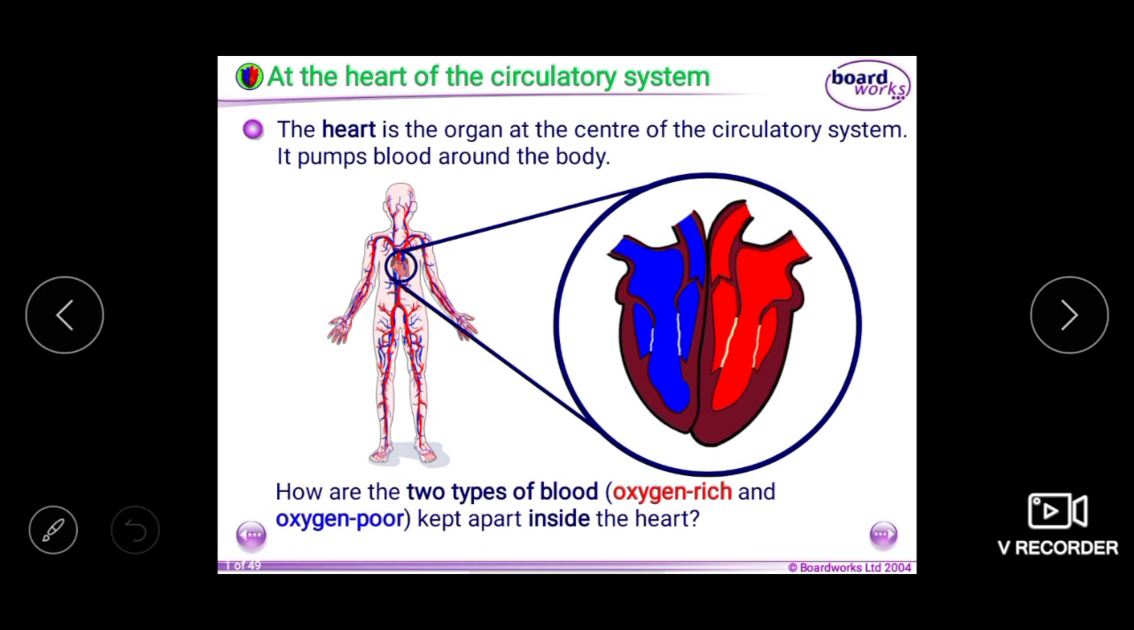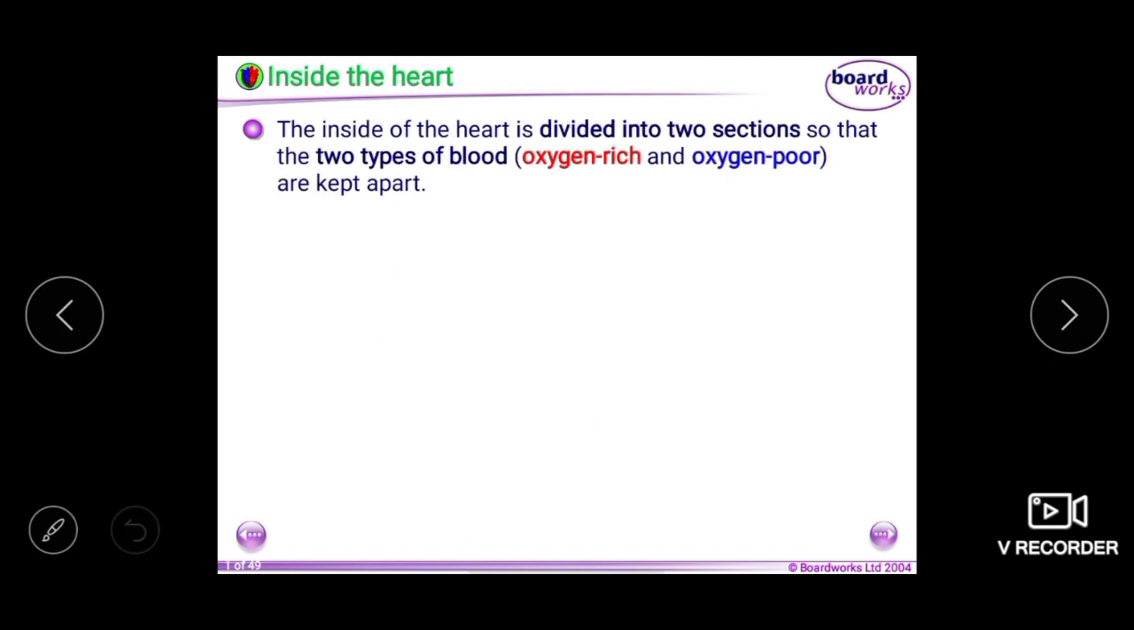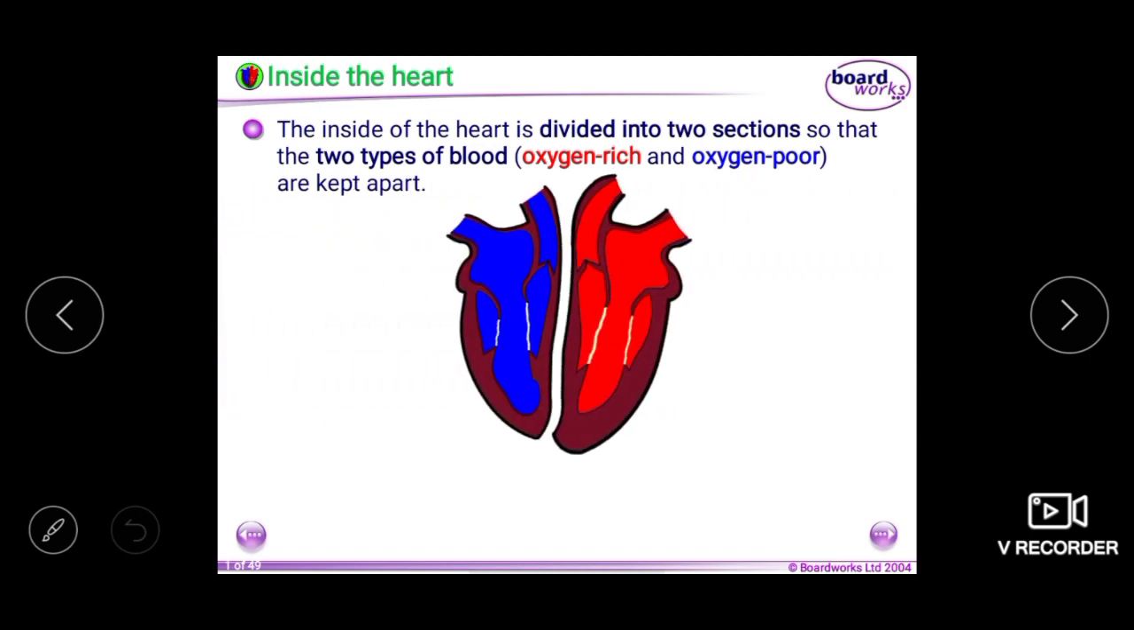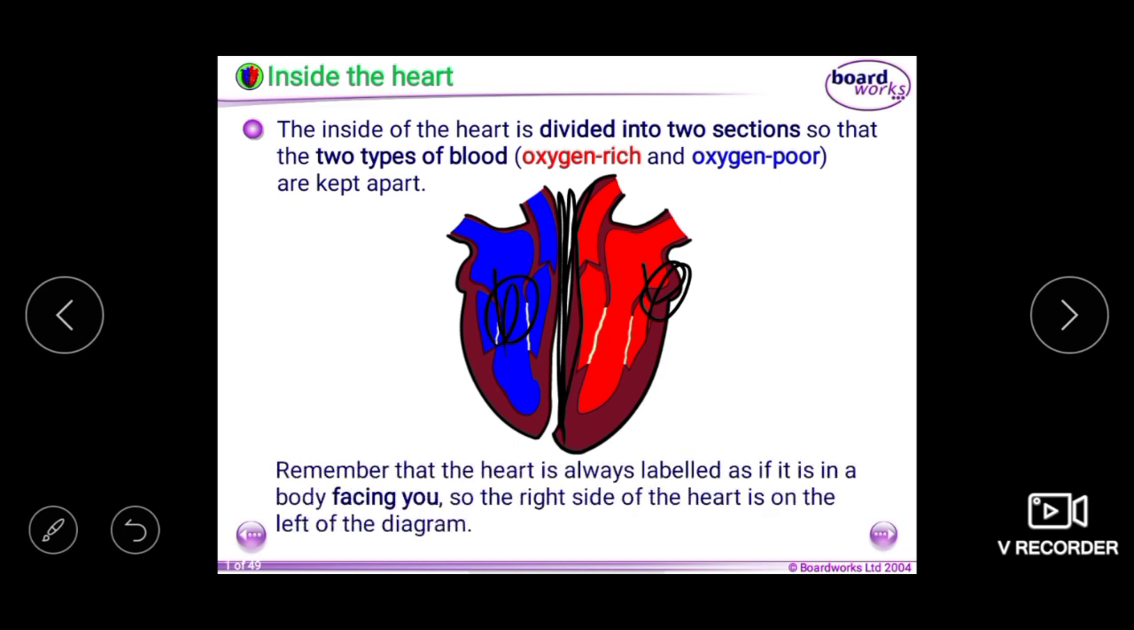Within the heart, as you can see, this part has oxygen-rich blood, or oxygenated blood. This part has oxygen-poor blood, or deoxygenated blood. The inside of the heart is divided into two sections so that the two types of blood are kept apart. And this part here is the one which divides the sections. It is called the septum, to keep oxygenated blood from deoxygenated blood.